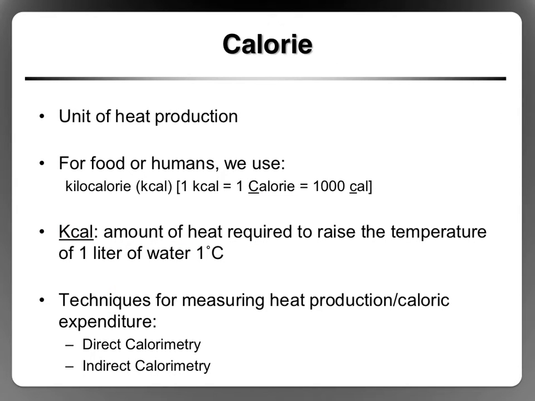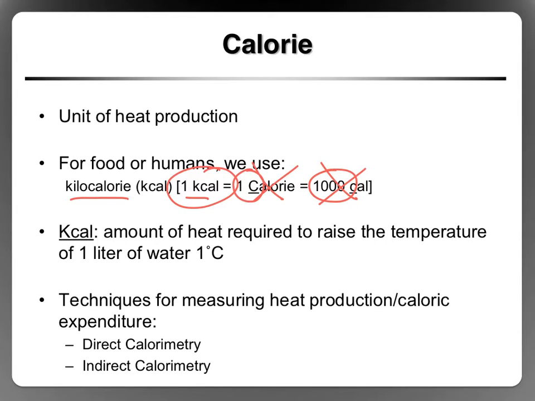So the unit of heat production is called a calorie. When we talk about calories, we're talking about an amount of heat. And when we're talking about food or humans, we're not really talking about calories, we're talking about kilocalories or kcals. So from here on out, we will refer to calories as kcals. Technically, calorie can be spelled with a capital C or a small c, and depending on which it is, it's a different unit. To prevent that confusion, we're just going to use the term kcal.